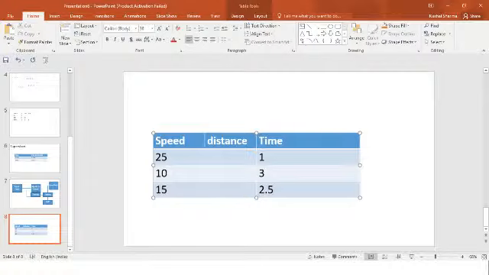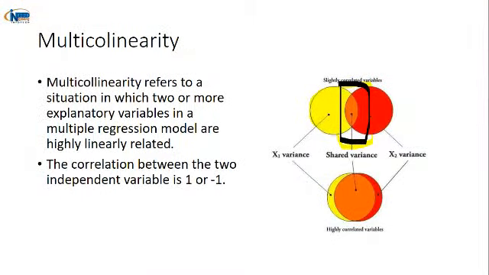So we have two parameters, speed and distance, and the output parameter is time, but the two parameters themselves are related to each other. They are dependent, and this is an example of multicollinearity. So we have one output variable, but we have a number of input variables and they are correlated between them. That is called multicollinearity in a data set.